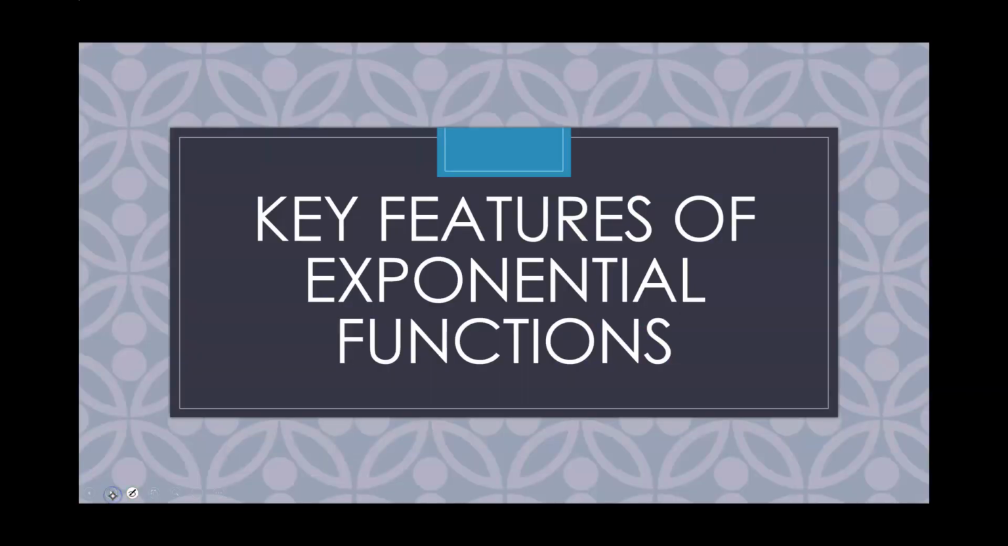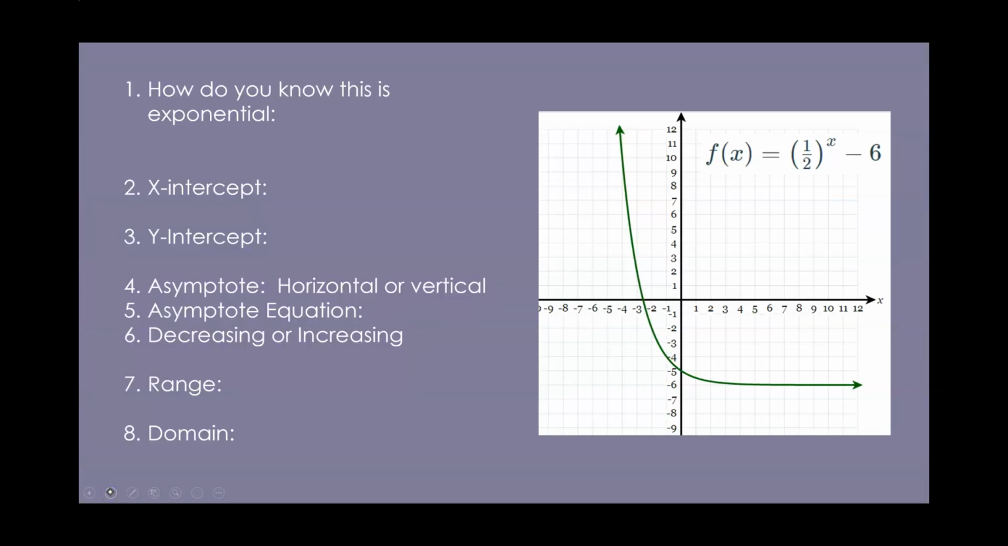All right, so now let's get into some key features. We're going to do 4 examples, and then we're going to call it for this video. So, how do you know this is exponential? There are 2 ways I know this is exponential. One we just talked about, and the first way is, look right there. My exponent is my variable, right? So since my variable is my exponent, that means it's an exponential.